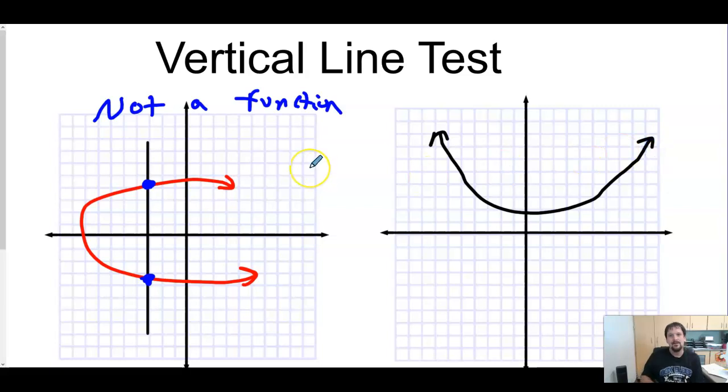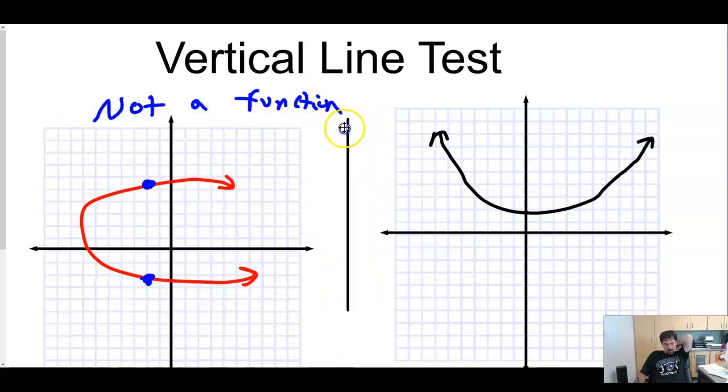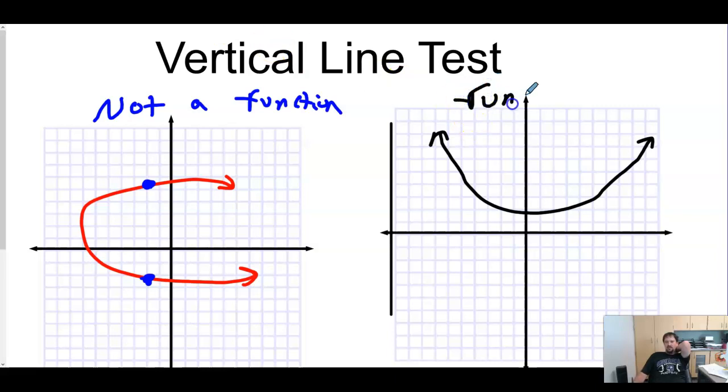Alright, this one. Okay, is this a function? Yes or no? No? Let's take a look. Let's grab my line. And let's cross. Am I ever crossing more than one point? I never do. Which means my x's never repeat. So this one is a function. Yay! Function.